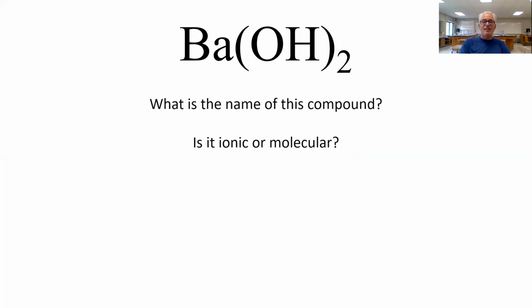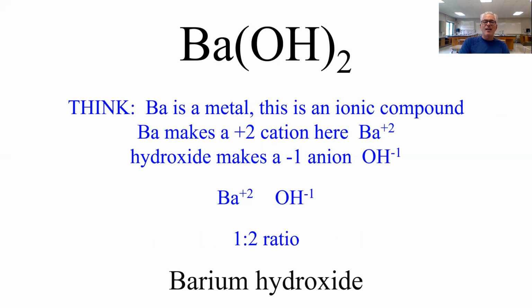Ba, element 56, barium. And then we have 2 hydroxides there. Hydroxides on table E. Barium's a +2 cation in group 2. Hydroxide's a -1, so it's just called barium hydroxide. Barium's a metal also, so it's ionic. Barium hydroxide.